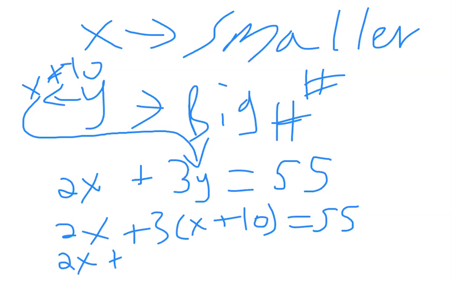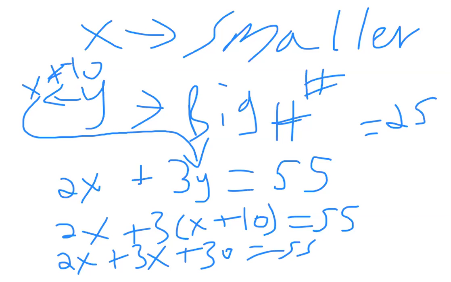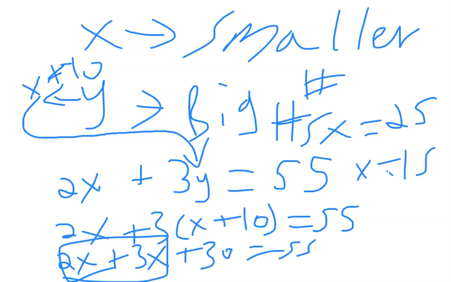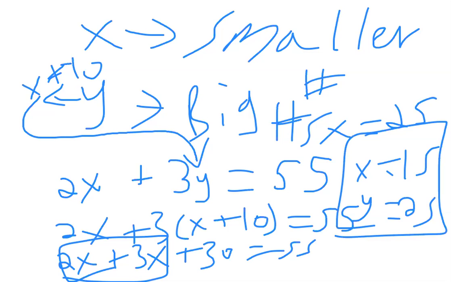2x plus 3x after you distribute plus 30 equals 55. I'm going to do 55 minus 30. That's on the right, so the right side becomes 25. And the left side, 2x plus 3x is 5x. So 25 divided by 5 is obviously 5. So x in this case seems to be 5. And y is x plus 10. So y is 15 plus 10, which is 25. And that's your answer. And let's see if it works.